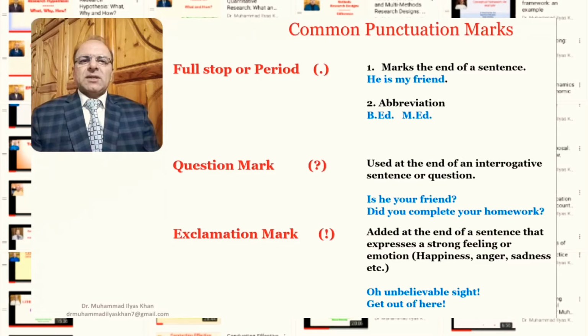Exclamation mark is the last type of punctuation mark that generally comes towards the end of a sentence. And exclamation marks are added at the end of sentences that actually express strong feelings or emotions. For example, emotions of happiness, anger, sadness, etc. or unbelievable sight. So this is followed by the punctuation mark of exclamation mark. And get out of here. This is something that shows displeasure, strong anger or displeasure, and it is followed by the exclamation mark.